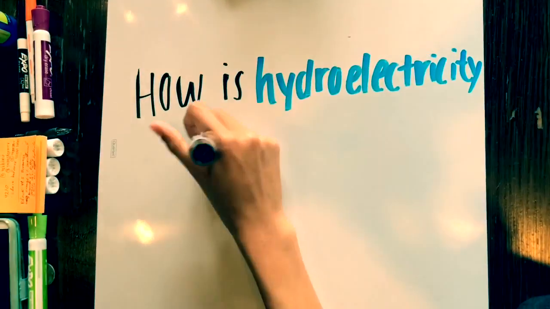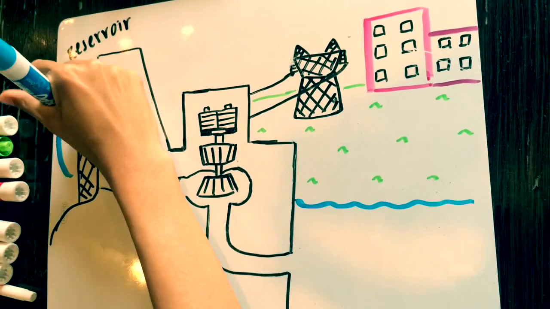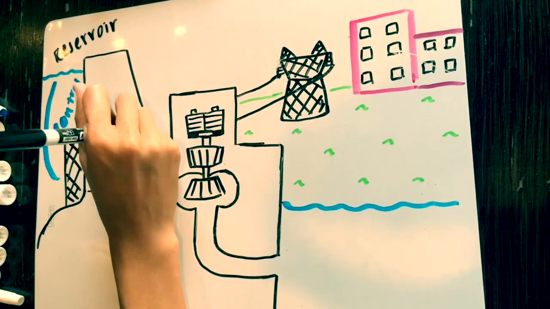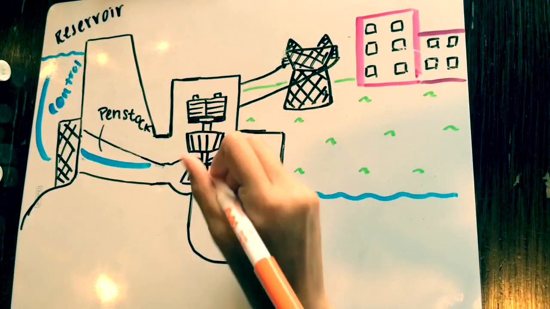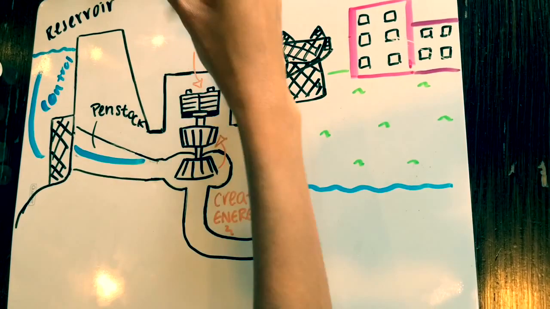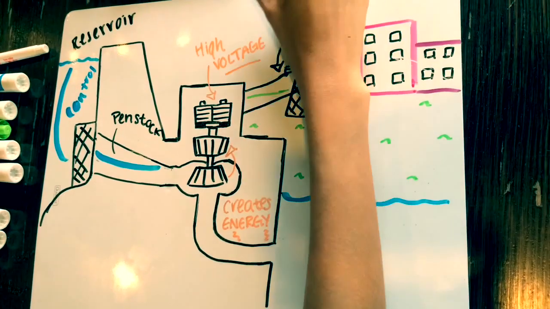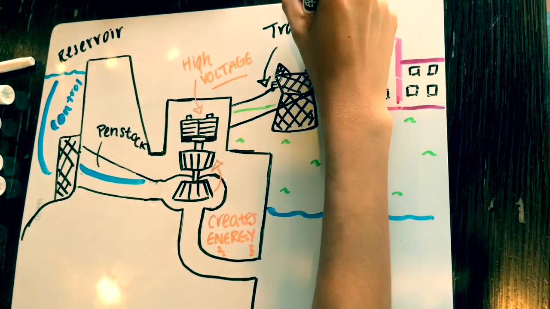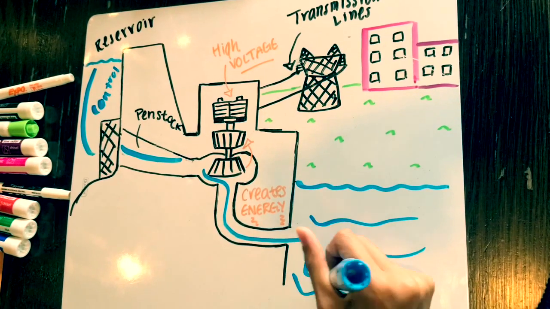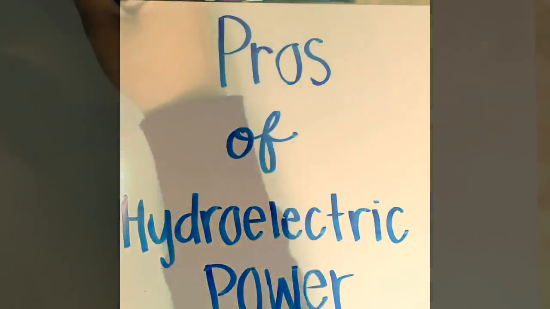So how is hydroelectricity produced? A hydroelectric power plant generates electricity by releasing a controlled flow of water from a reservoir. Water travels down a channel called a penstock. Potential energy is converted to kinetic energy as the water causes a turbine, connected to a generator, to rotate and produce an electric current. The current is then passed onto the transformer, and through the transmission lines, electricity is distributed to consumers.